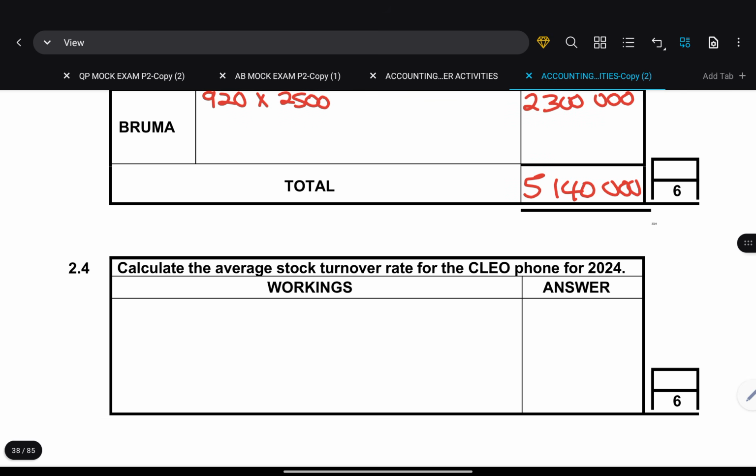And then the next part, they're saying to calculate the average stock turnover rate for the Clio phone for 2024. When you do this, guys, you need to remember your formula. What I can advise is that you must remember how your stock turnover rate formula looks, and also how the number of days stock on hand formula looks, because most learners confuse those two. Doing this will help you make sure that you remember the formula.